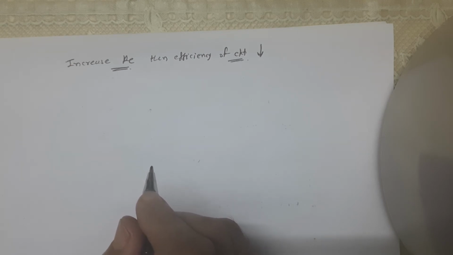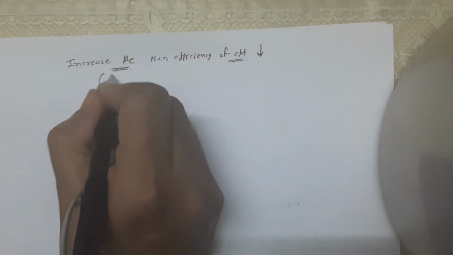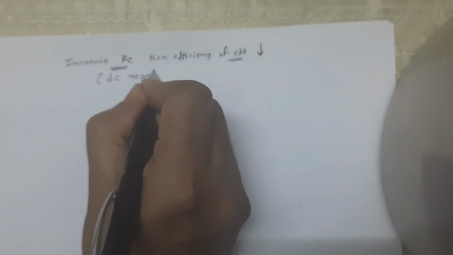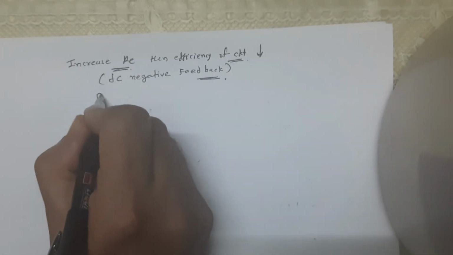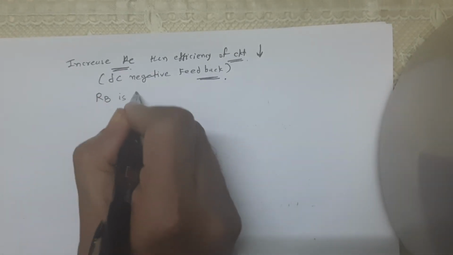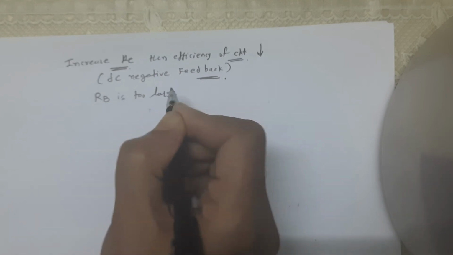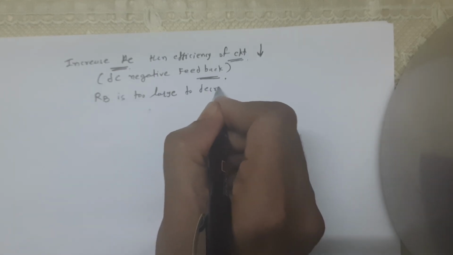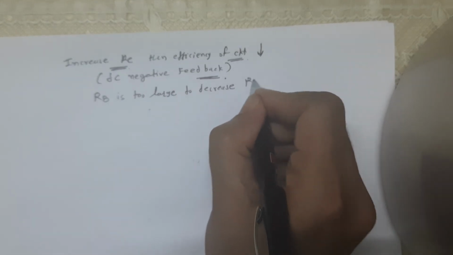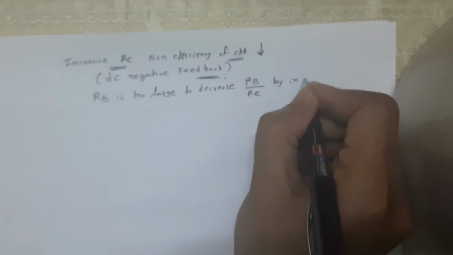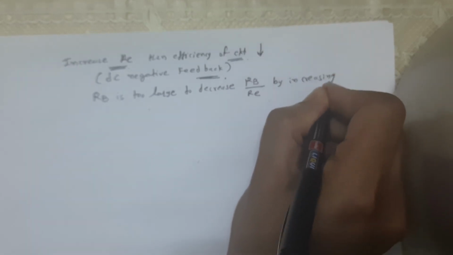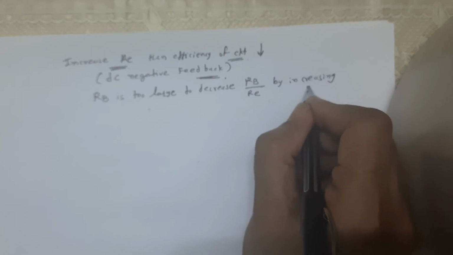And this is due to the DC negative feedback. The fact is that RB is too large to decrease RB upon RE by increasing the RE.